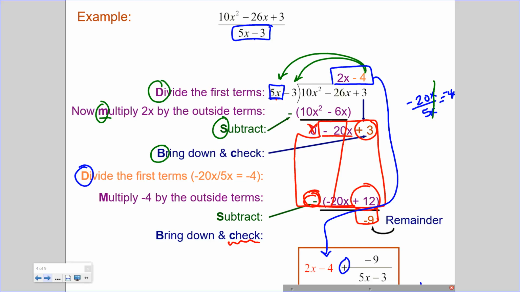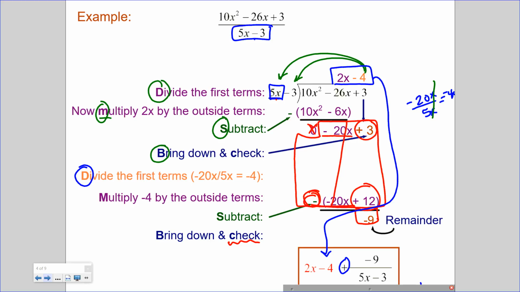Just like when it was 21 and 2/3 in the warm-up problem, 2 was the remainder, so we wrote it over 3, the original denominator. And so this boxed-in piece is your final answer.